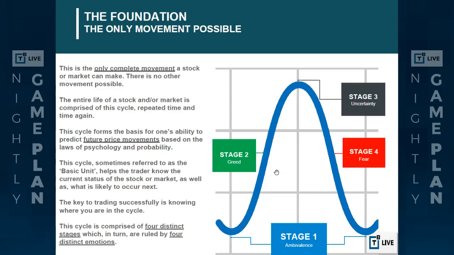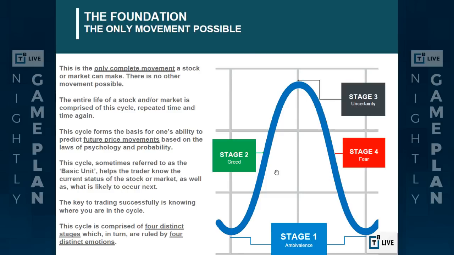There is no other movement possible. The entire life of a stock and or the market is comprised of this cycle repeated time and time again. This cycle forms the basis for one's ability to predict future price movements based on the laws of psychology and probability. This cycle, sometimes referred to as the basic unit, helps the trader know the current status of a stock or market, as well as what is likely to occur next. The key to trading successfully is knowing where you are in the cycle. The key to trading successfully is making sure your trades are in agreement with this cycle.